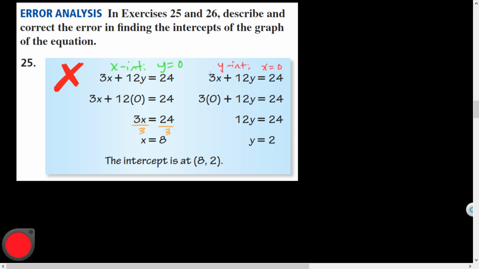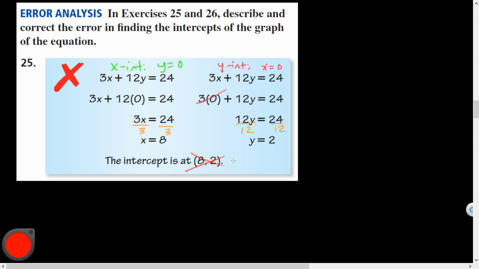Just my thoughts. 3x plus 12y equals 24. Plug in 0 for x. This just zeroes out, so I get 12y equals 24. Looks like they divided both sides by 12, and they got 2. Do you guys see what they did wrong? This is what they did wrong.